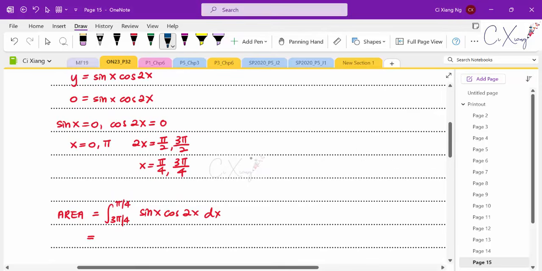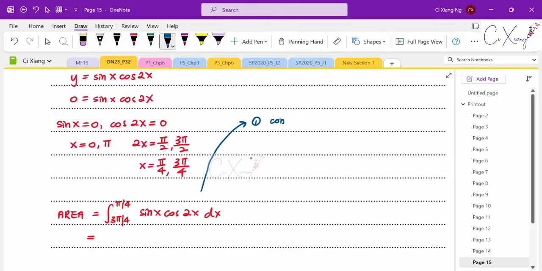There are many ways, so I will list out a few for you. The first method is that you can use the compound angle formula. Why can I use the compound angle formula? Because sine x cos 2x is very similar to the compound angle formula, where when we expand it we have sine A cos B. So I try to link it with the compound angle formula and apply the integration.